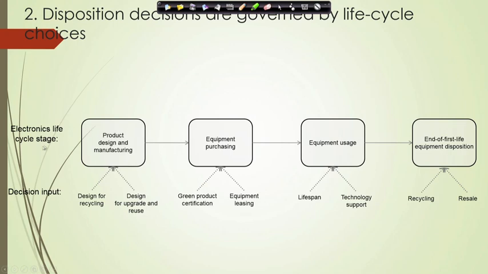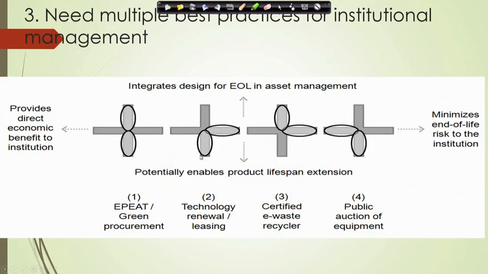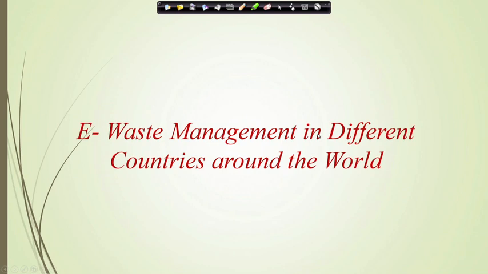So, it is a product electronics lifecycle stages, we talked about that earlier. So, we need to have multiple best practices for institutional management. There are different things that could be done. So, that is kind of it, then we will quickly look at just China and then we will stop.